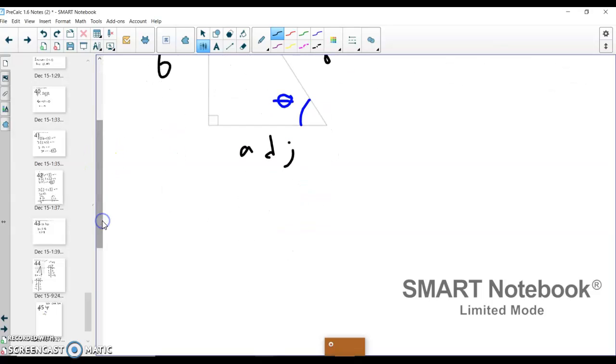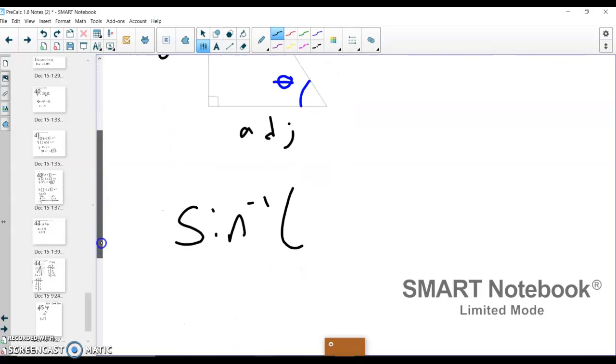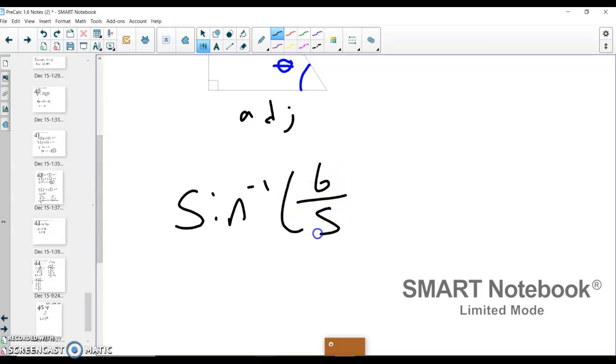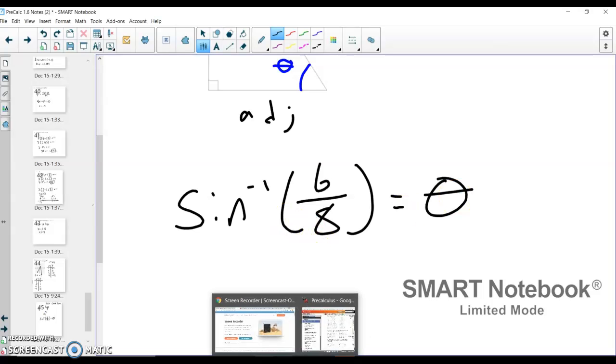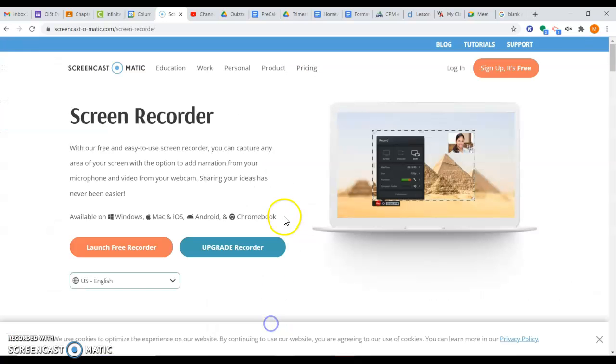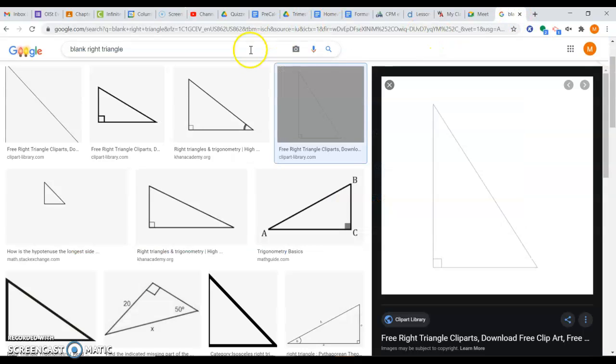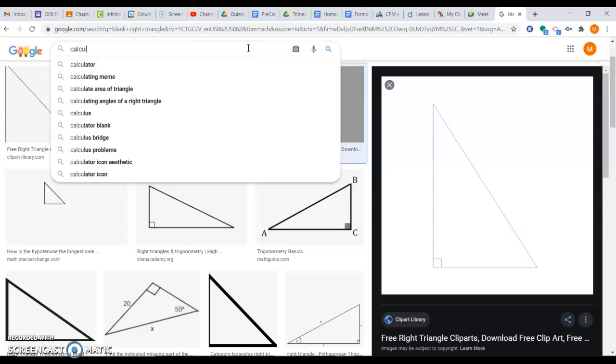The way I set this up would be to do the sine inverse of the opposite divided by the hypotenuse, so 6 divided by 8. Whatever that equals is going to be my missing angle. And this can be done on your calculator. Okay? Let's take a look at a Google calculator here to see how we can type that in.